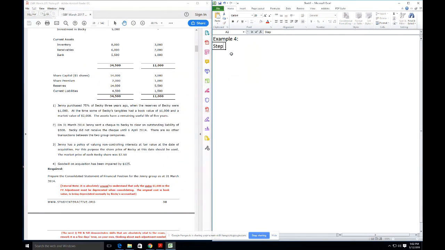So step 1, for this kind of question, we said open up your consolidated statement of financial position. So this is consolidated, I'll just say CSFP. Jenny Group CSFP as at 31st March 2014. And then step 1, we'll give some space. And step 2.